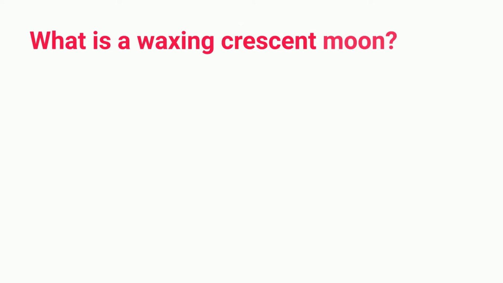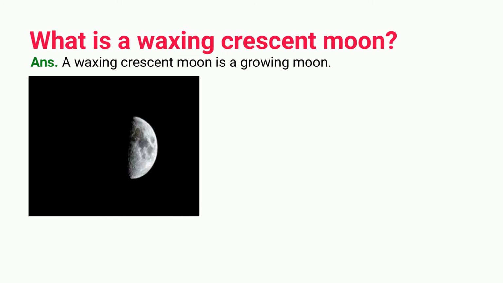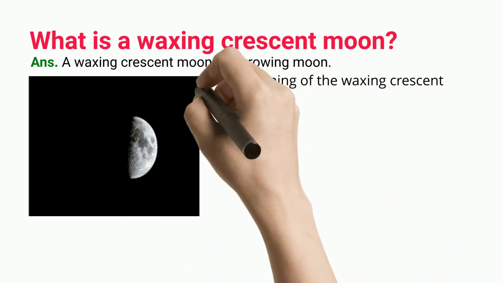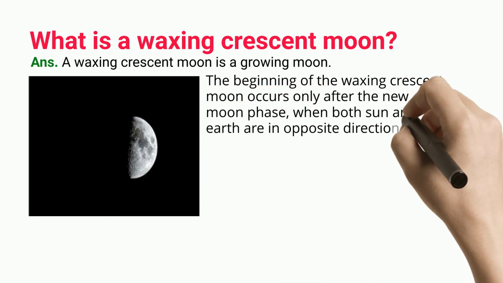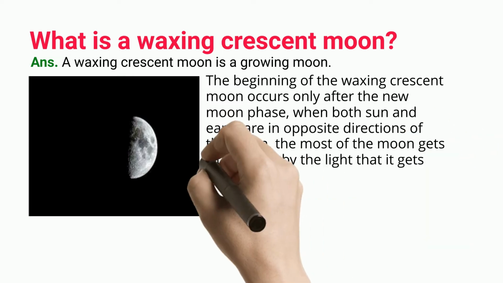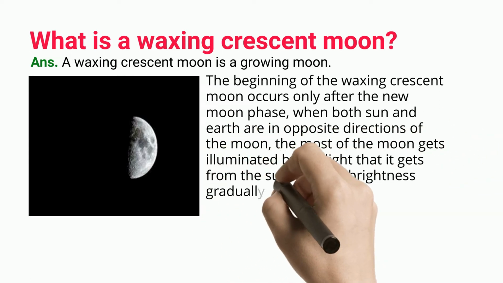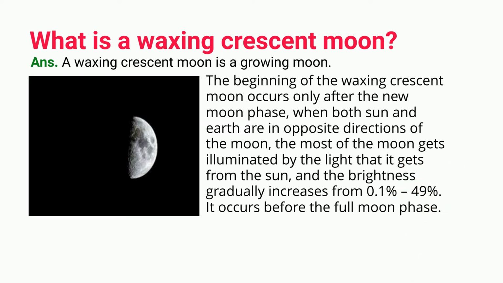What is a waxing crescent moon? A waxing crescent moon is a growing moon. The beginning of the waxing crescent moon occurs only after the new moon phase, when both Sun and Earth are in opposite directions of the moon. The most of the moon gets illuminated by the light that it gets from the sun, and the brightness gradually increases from 0.1% to 49%. It occurs before the full moon phase.